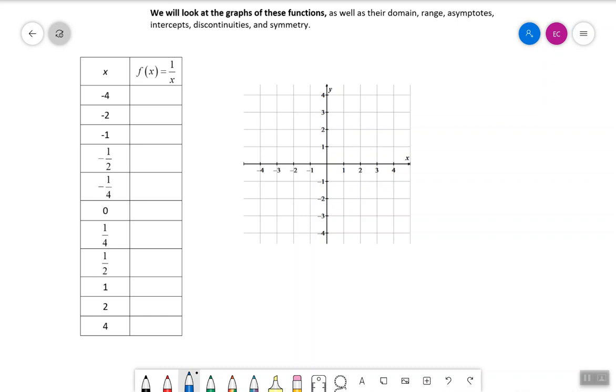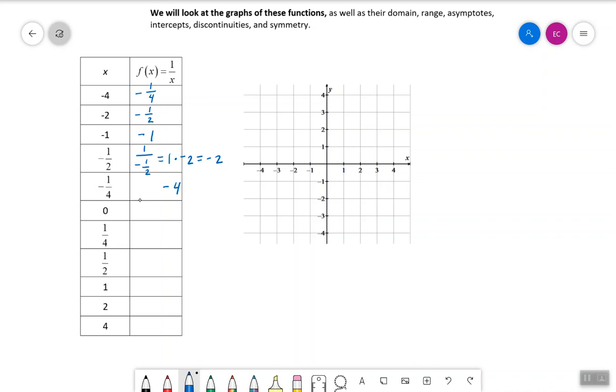1 divided by -4 is -1/4. 1 divided by -2 is -1/2. 1 divided by -1 simplifies to -1. The next input might be tricky because we have to deal with the complex fraction. Remember, dividing by -1/2 is the same as multiplying by its reciprocal. And so the answer is just -2. Similarly, if x is -1/4, y is -4.